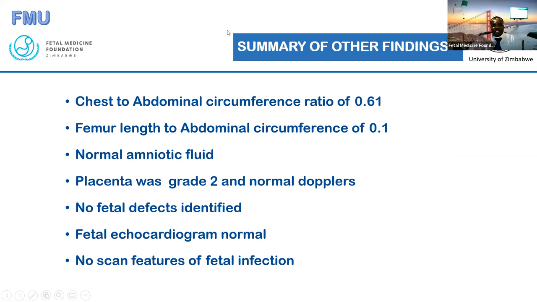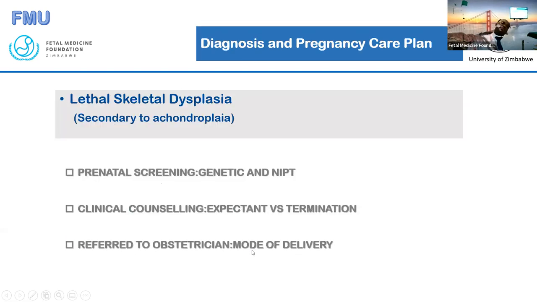I'll show you the picture of that ratio. The amniotic fluid was normal. The placenta was a grade 2 with normal Dopplers. There were no fetal defects identified from head to toe, and no scan features of any infection. So at this point in time, an impression of a lethal skeletal dysplasia was made.